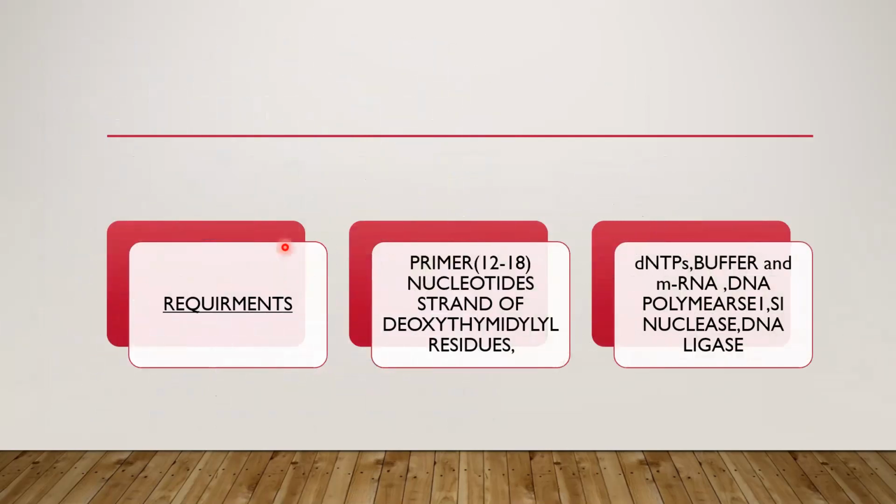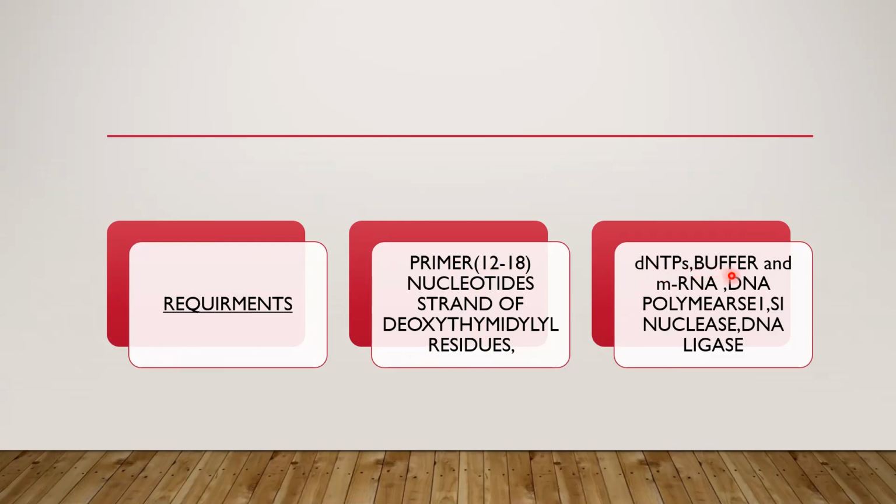So what are the basic requirements for complementary DNA library formation? First, we have to get messenger RNA. Another requirement is a primer. Primer is basically a short segment of DNA, made up of 12 to 18 nucleotides, and this may be rich in deoxythymidine residues. In addition, we require deoxyribose nitrogenous bases: adenosine triphosphate, guanosine triphosphate, thymidine triphosphate, and cytidine triphosphate.